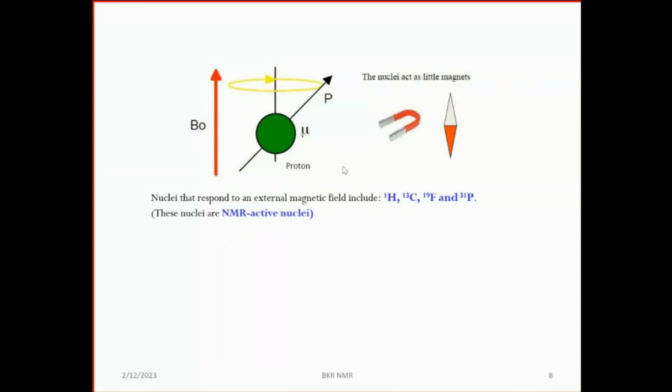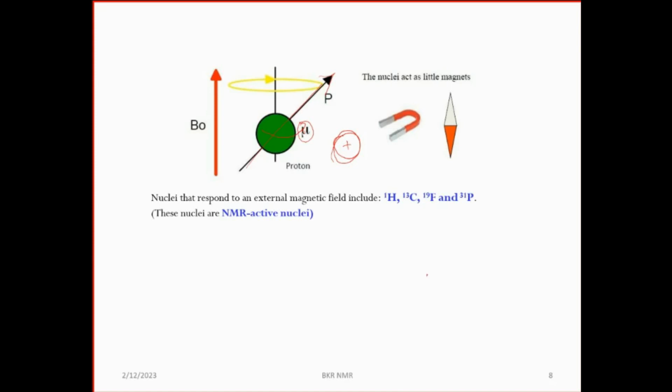The first main thing is that any spinning charged nucleus, for example a proton, should have a spin and should also have a charge. It has a positive charge. Any spinning charged nucleus will generate a magnetic moment. We know that magnetic moment is a vector quantity, meaning it has both magnitude and direction.